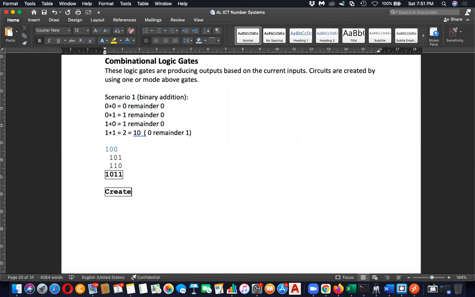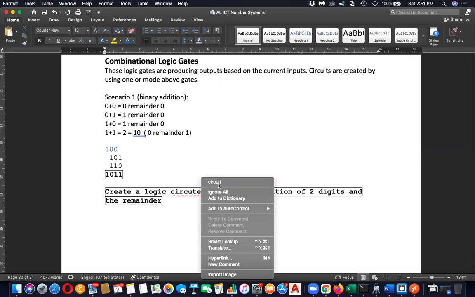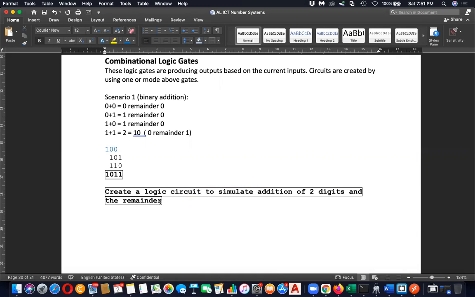So create a circuit, a logic circuit to simulate addition of two digits and write the sum and the remainder. Create a circuit.